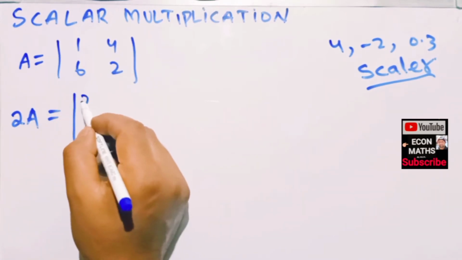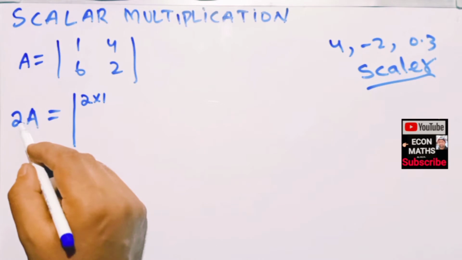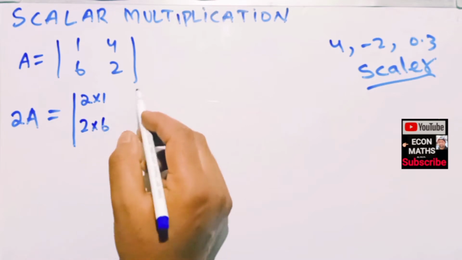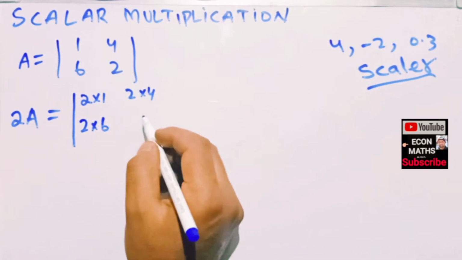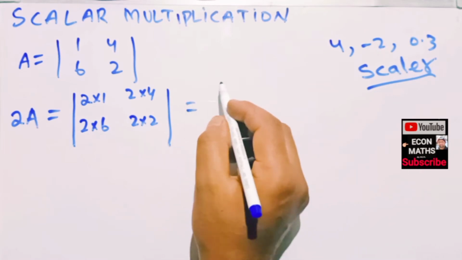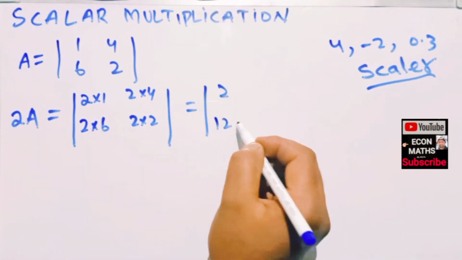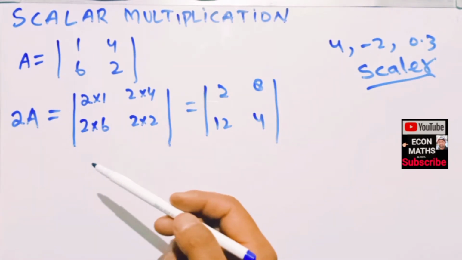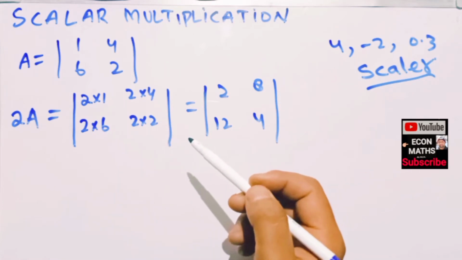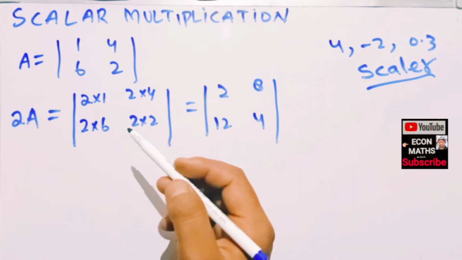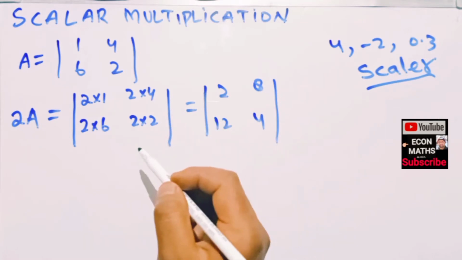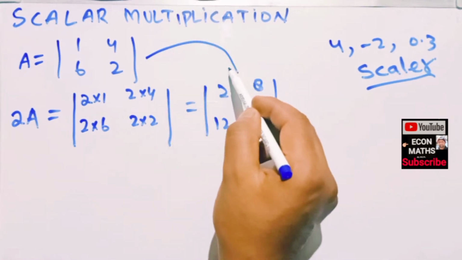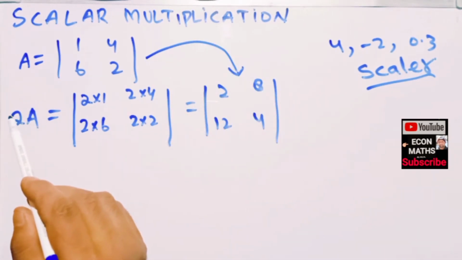That is, this will become 2 into 1 here, because I am multiplying this by 2, this scalar. So here it is 2 into 6, here this is 2 into 4, here it is 2 into 2. So this will become 2 ones are 2, this is 12, this is 8, and this is 4. So this is called scalar multiplication, because it scales the matrix up or down. Here this scales the matrix up. If this was the matrix, it scales this up because we have multiplied it by the 2.